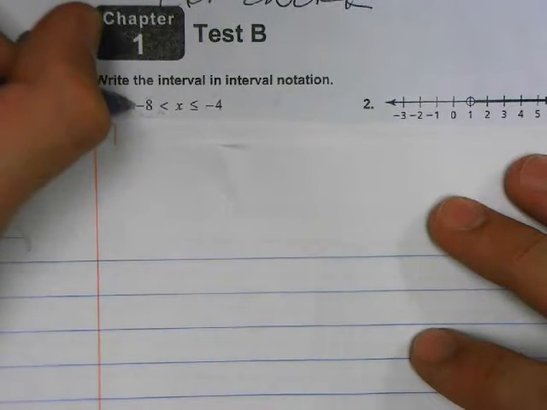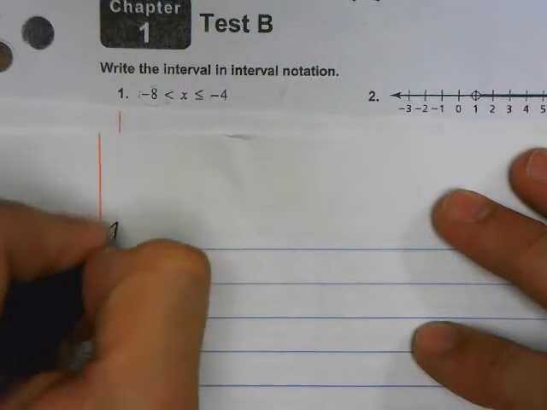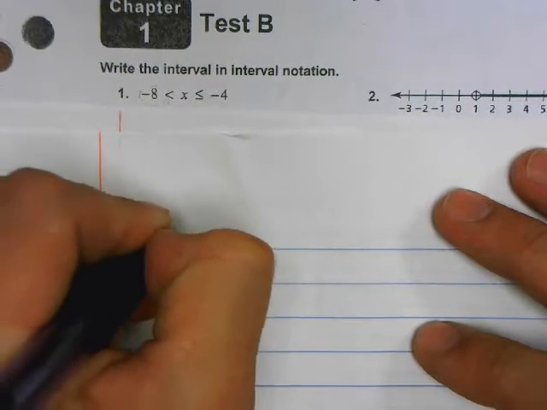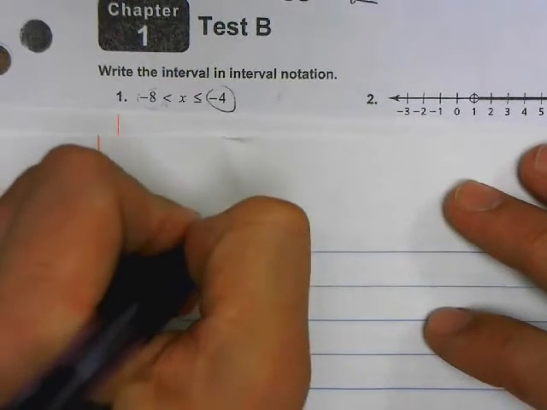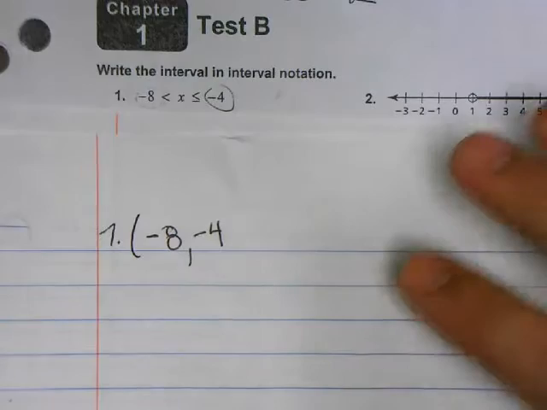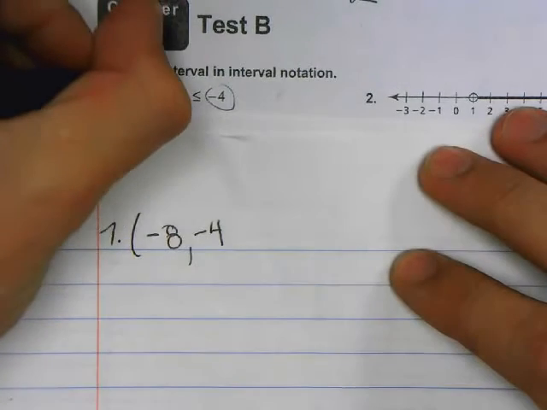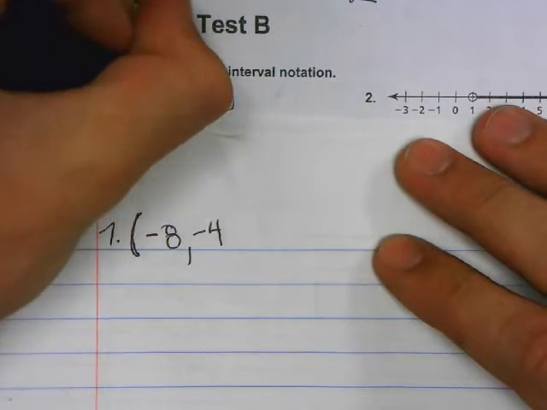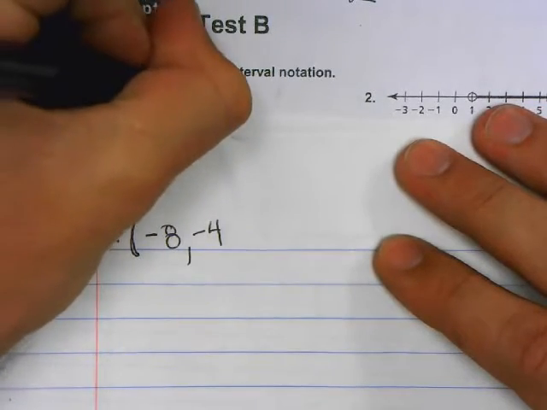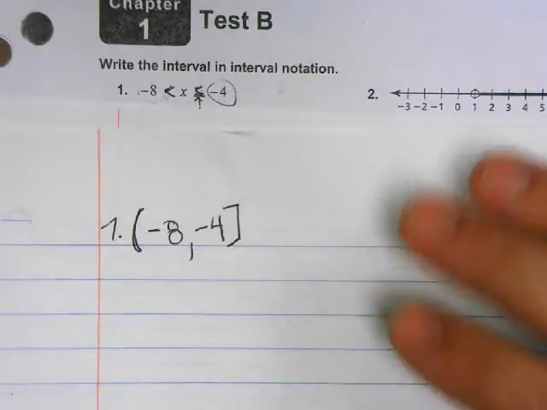So on the interval notation, you just want to remember to match up your symbols and to write down your numbers. So your low number on number 1 was -8, and your high number was -4. On the symbol side, I've got a less than symbol, so I need to use a parenthesis, and I have a less than or equal to. This little line down here means that you're going to use a bracket for that.